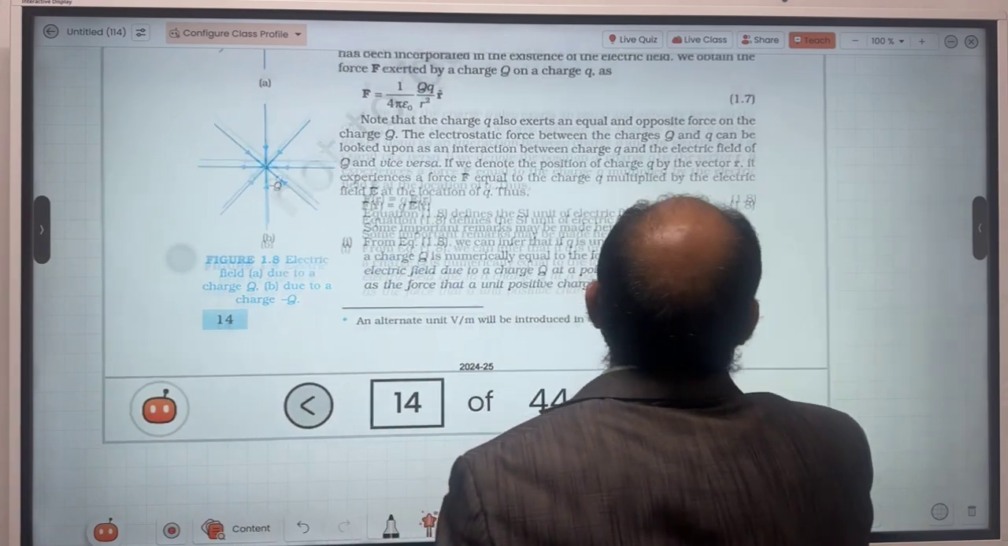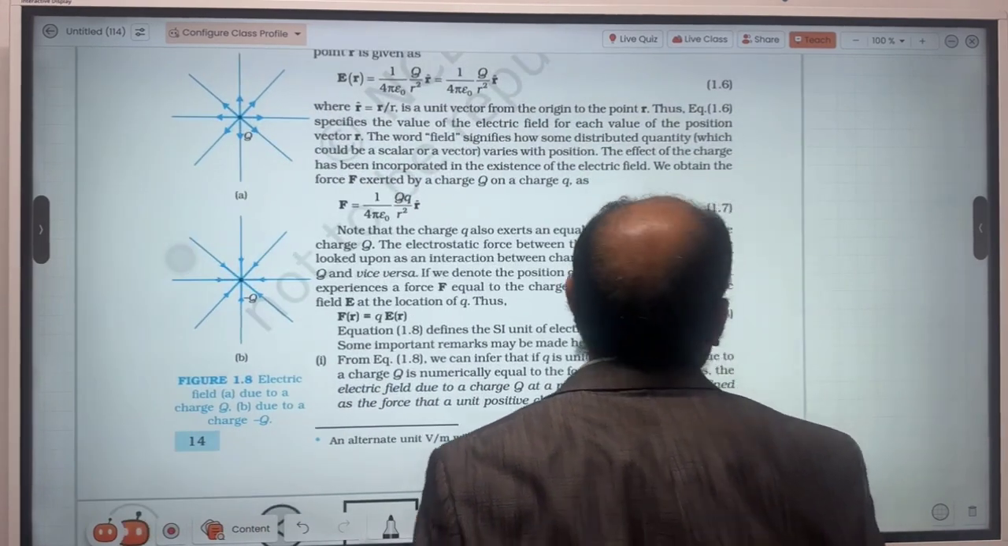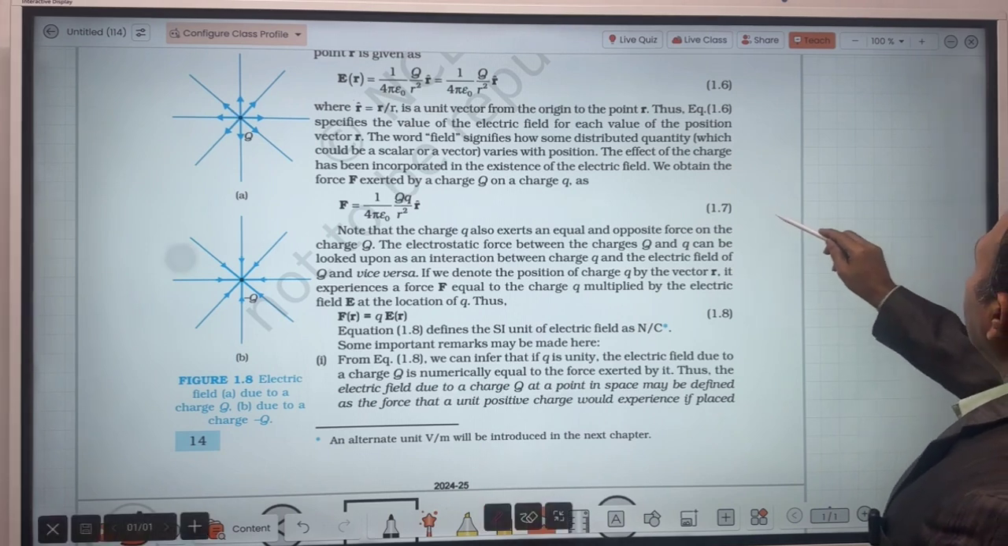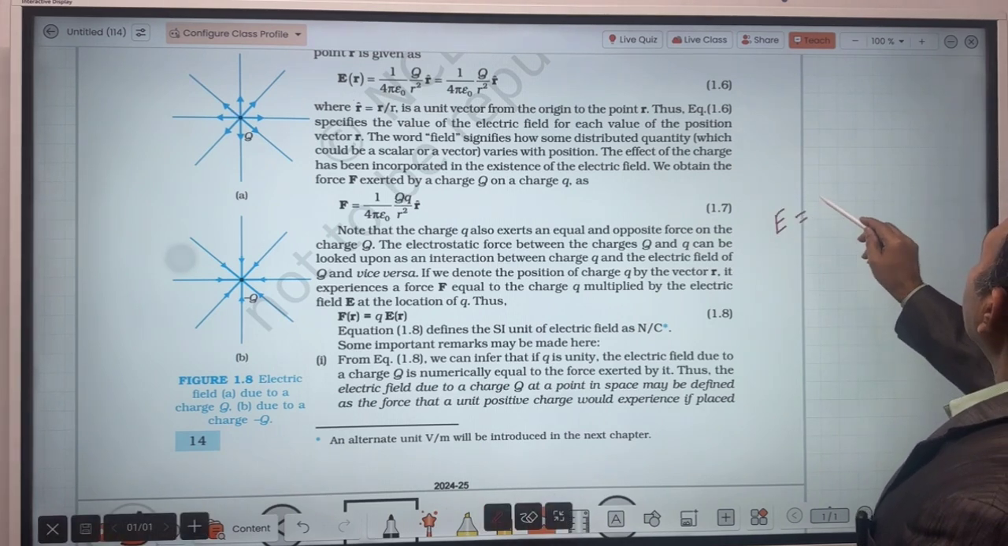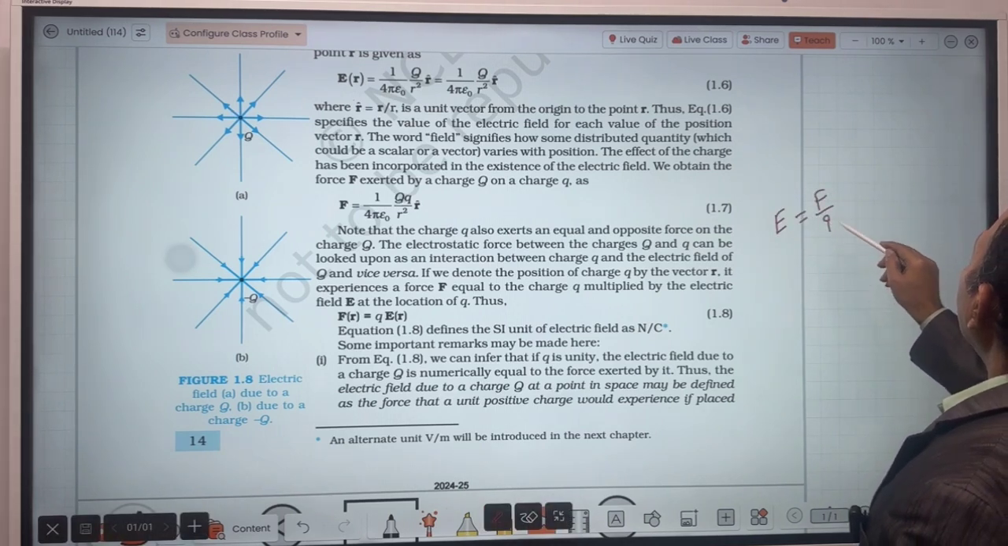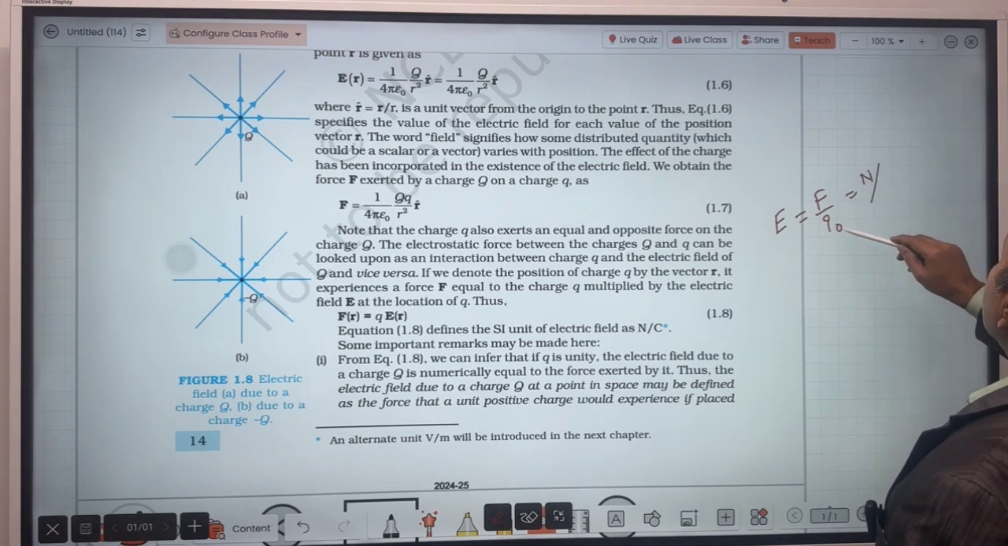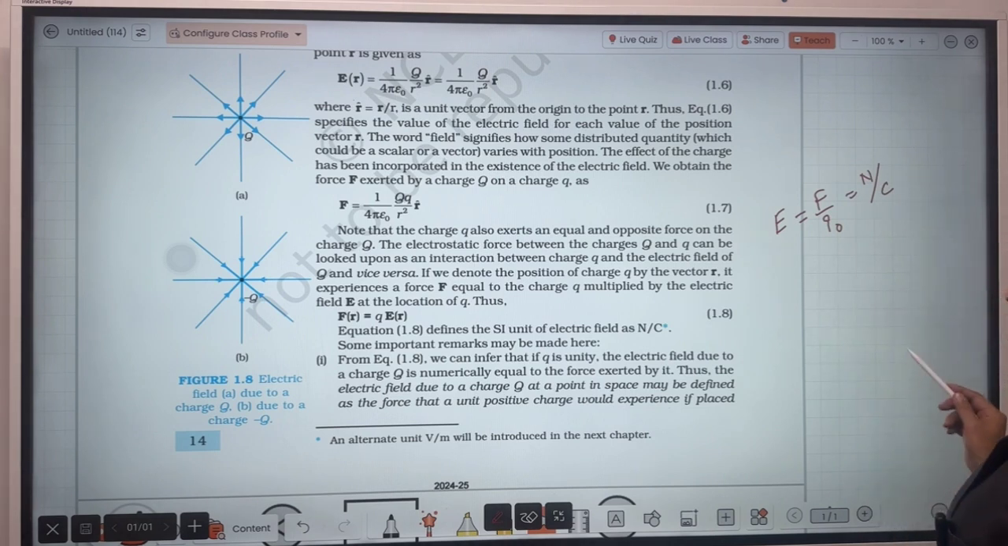Now, if we find the unit of electric field, electric field E is equal to F upon Q0. So F is measured in Newton and is divided by Q0, measured in Coulomb.